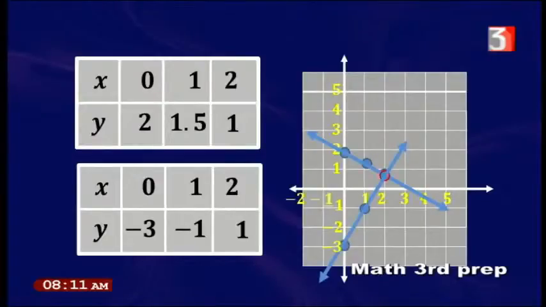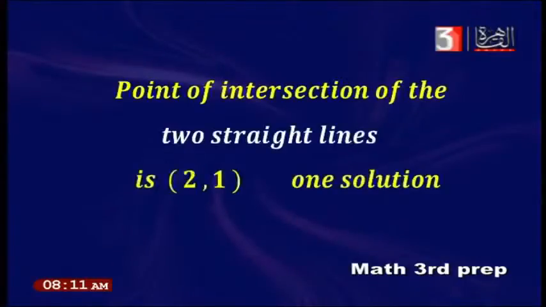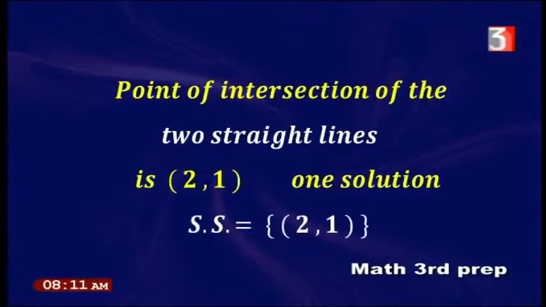So in this case, we can say that the point of intersection of the two straight lines is 2 and 1. And this is only one solution, only one point of intersection, so it is only one solution. And in this case, we can say that the solution set of the equations is 2 and 1 in an ordered pair, as they are the values of x and y, and then as a set, as it is a solution set. Let us have another example.